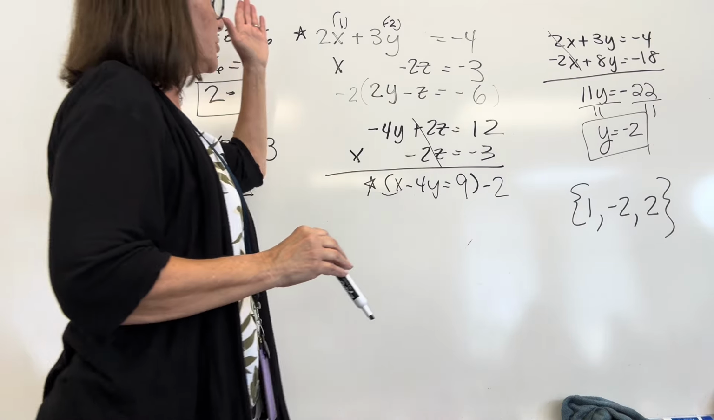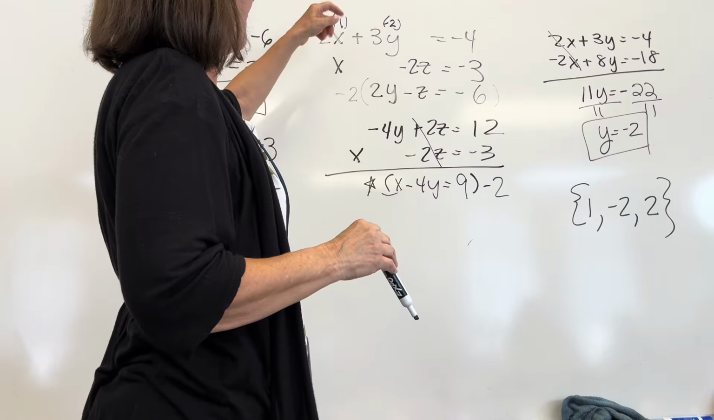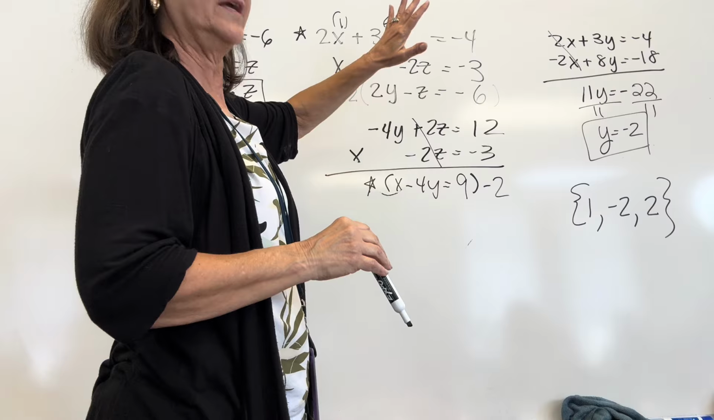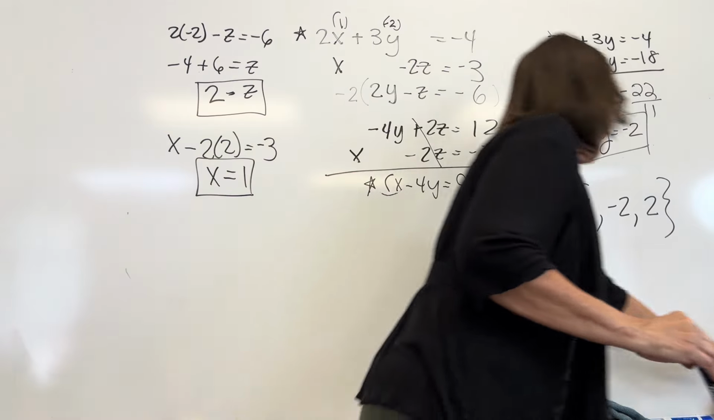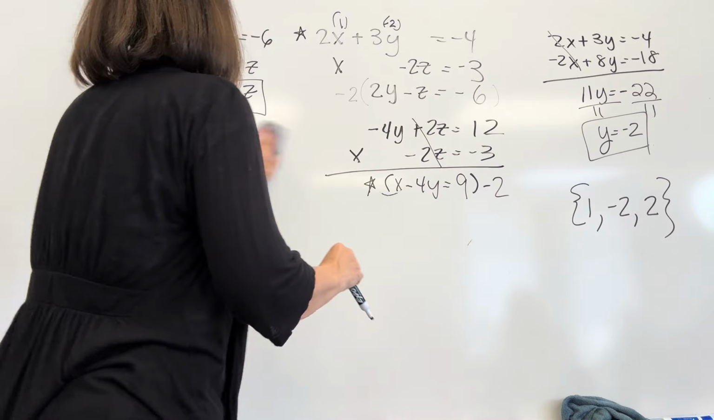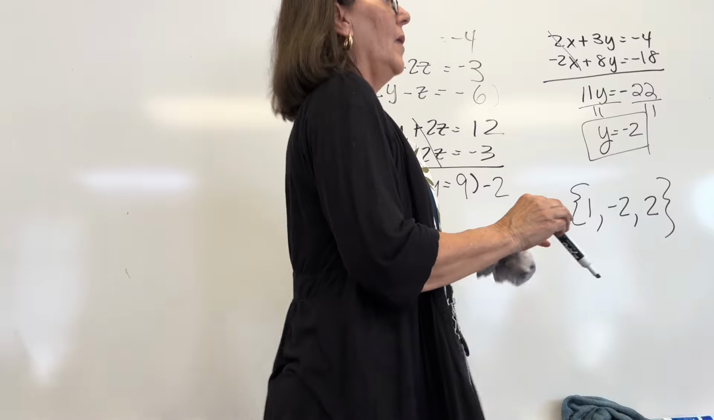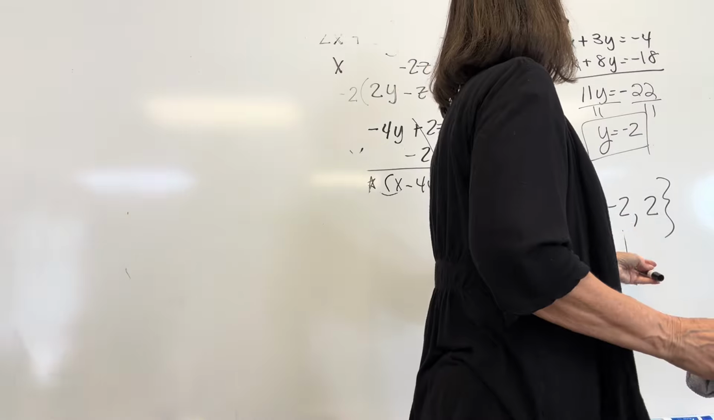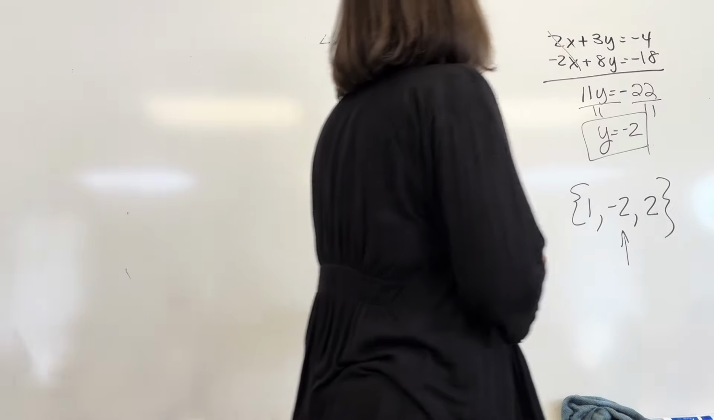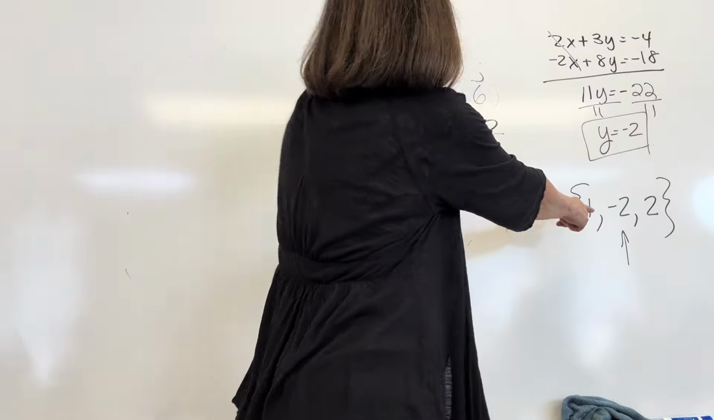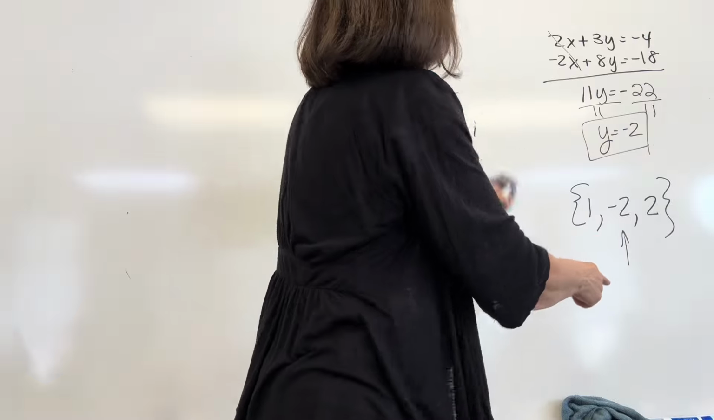All right, so just make sure when you write your equations, line them up and then decide what you're going to eliminate. All right, there's one more example. Okay, I have one question. What does that represent? What does 1, negative 2, 2 represent?